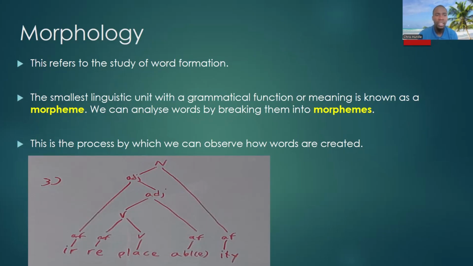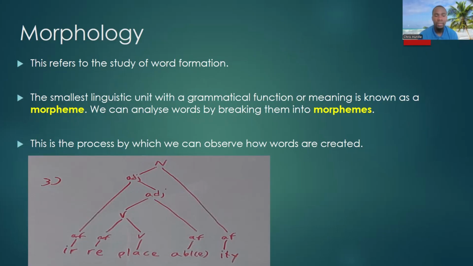And if you look at the diagram that I have put on the screen, that is an example of a morphological tree. So we see how a word can be broken down. We have the word irreplaceability. We have the root word, or the base word, which is the word that cannot be broken down any further. In this case, place. All right. And that's a verb.